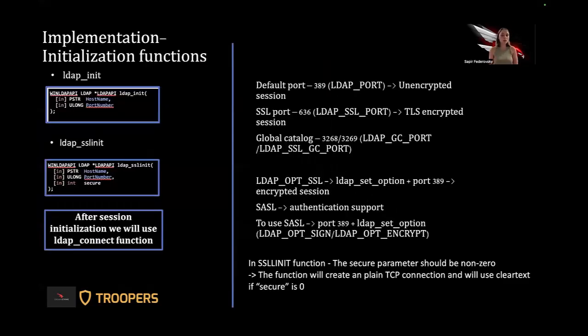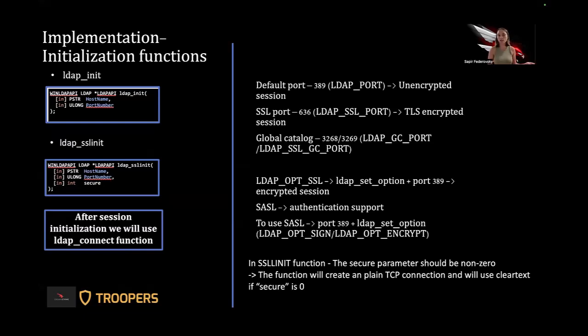So let's speak about the implementation. The first thing we need to do when we create LDAP traffic is to initialize a connection towards our LDAP server, which in our case will be the domain controller. We have two functions that allow us to do so. The first one is the LDAP init, and the second is the LDAP SSL init.